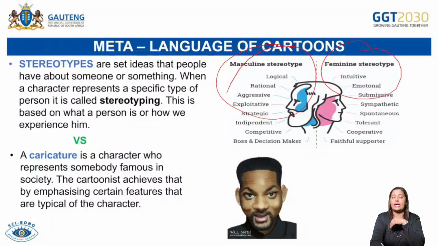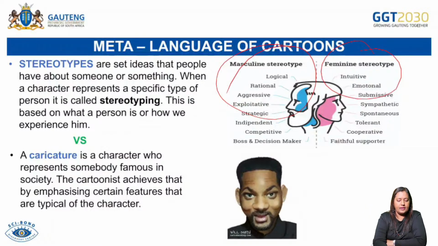The stereotype is that men are usually logical, rational, aggressive, exploitative, strategic in their planning, the boss or the decision maker. That is the generalized stereotype, okay? And the feminine side of things, the woman, usually intuitive, emotional, submissive, a faithful supporter, all right? These roles can interchange, and that is what happens in society. So we're dealing with a stereotype here that needs to be broken down when we are trying to understand what the text is showcasing to us.